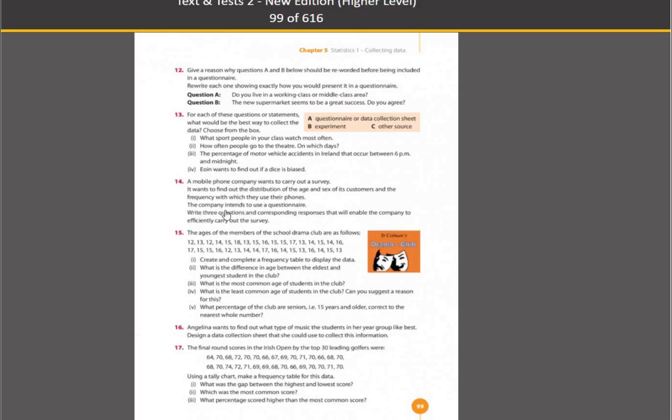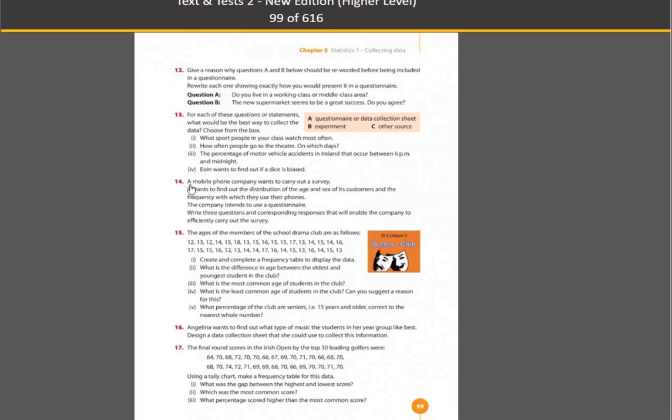So 8 to 14. We'll have a look at 14. A mobile phone company wants to carry out a survey. It wants to find out the distribution of age and sex of its customers and the frequency with which they use their phones. The company intends to use a questionnaire. Write 3 questions and corresponding responses that will enable the company to carry out the survey efficiently.